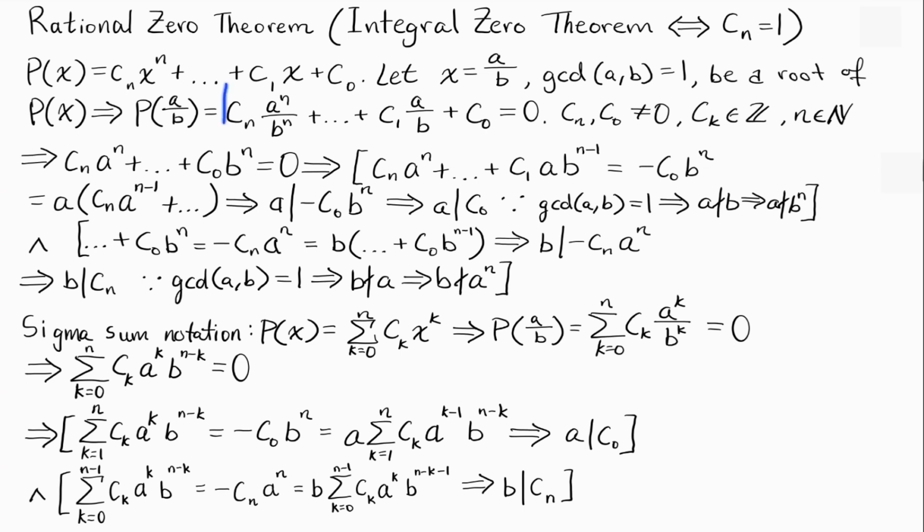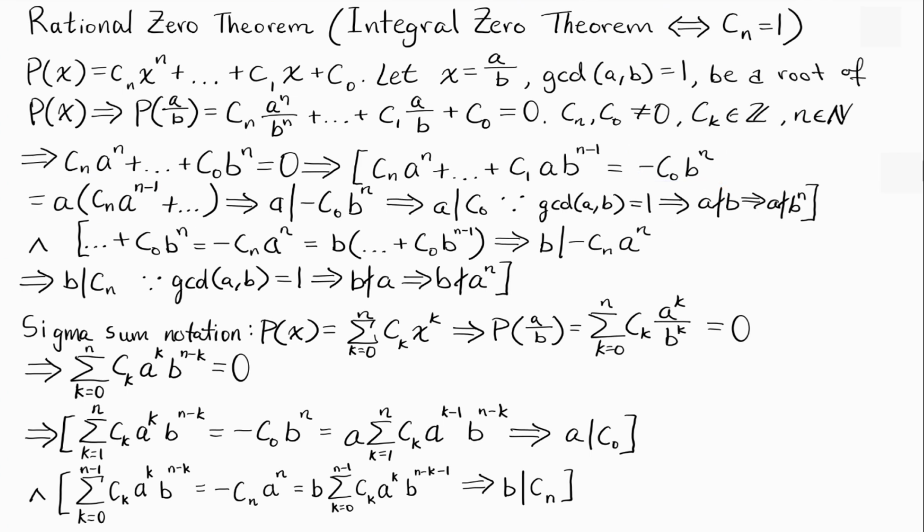Now what I'm going to do is take this equation and multiply both sides by b to the n. So I'm going to get this equation. From here, two things are implied. The first is this. I'm going to move this term to the other side, so I'll get this is equal to negative c naught b to the n. Then from this expression, I'm going to factor out an a. So I'll get this.